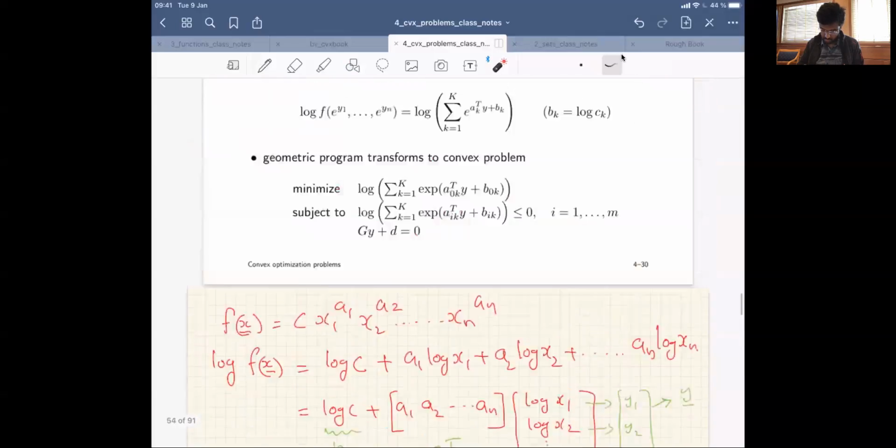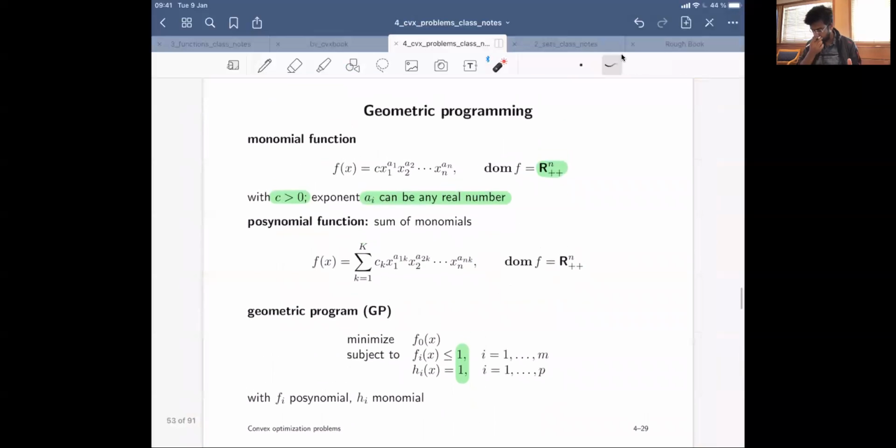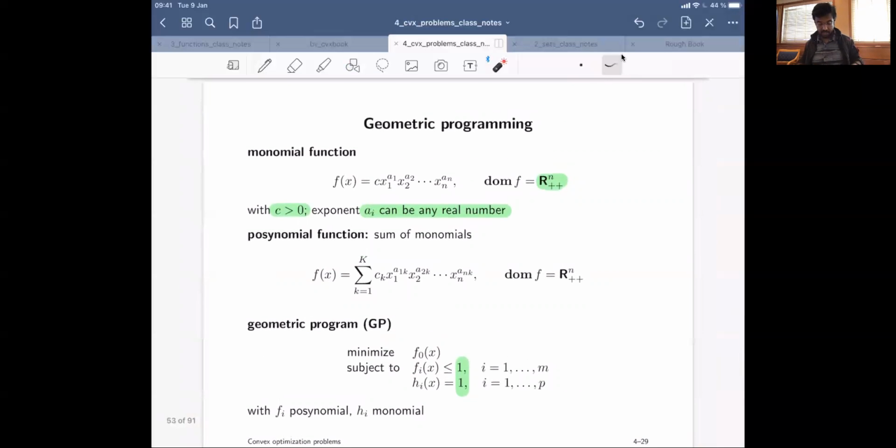This was the topic that we skipped: geometric programming. Before going to GP, let's see what a monomial function is. A monomial function is a function of this form: f of x equals, where x is a vector with x1, x2, up to xn as the components. You can form a monomial function like this: c times the first component raised to a power a1.